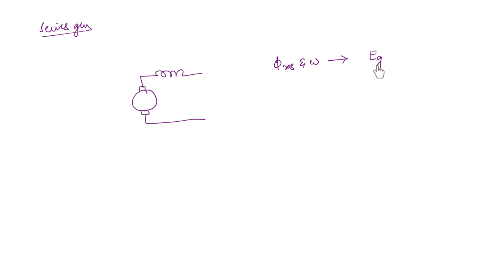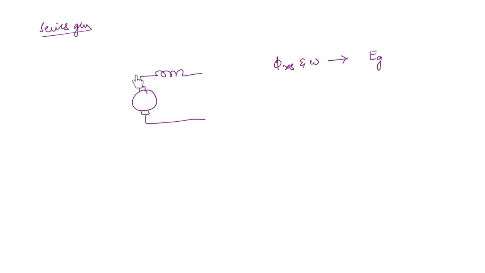Now what about the series generator? In the series generator, the field winding is going to be in series with the armature, right? Now what is going to happen? Even in the presence of a residual magnetic flux and rotation, phi residual and omega, let us say they are present. Then what is going to happen? The generated EMF will occur. The magnitude will be small, but it will still be present. But the generated EMF, will it lead to the field current?